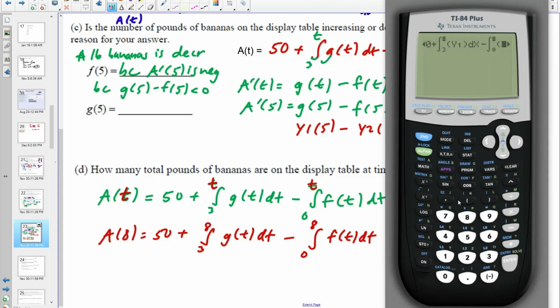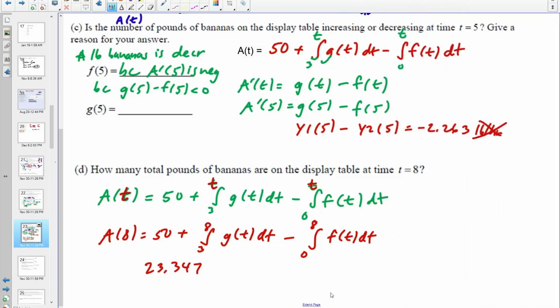I'm going to pull my y2, and close up my integral, press enter, and there's my answer, 23.347. Okay, if they asked for units, this would be pounds of bananas, but they don't ask for units, so I can leave it the way it is.